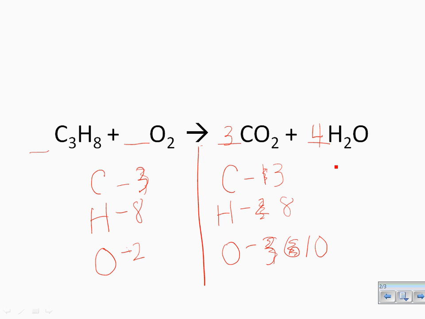I have 10 on this side. Oxygen is only in one spot on this side. So I'm going to add the coefficient 5 in front of O2. 5 times 2 gives me 10. And now I will check my work. 3, 3, 8, 8, 10, 10.